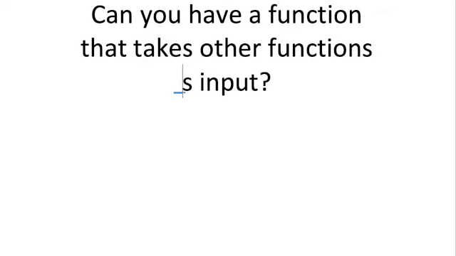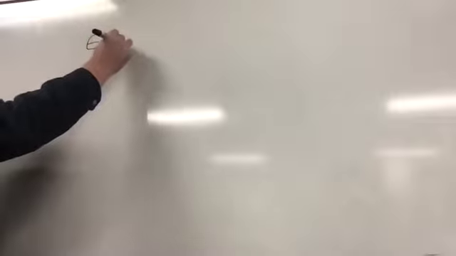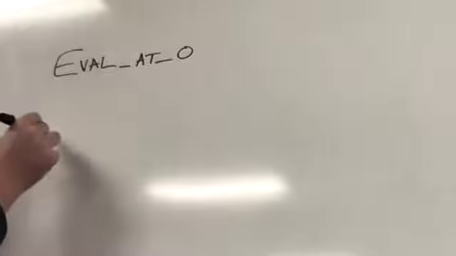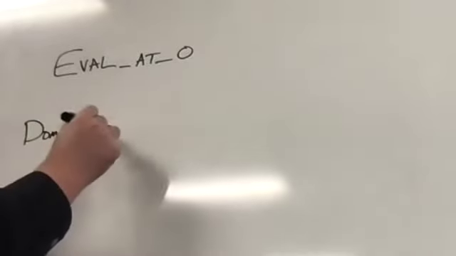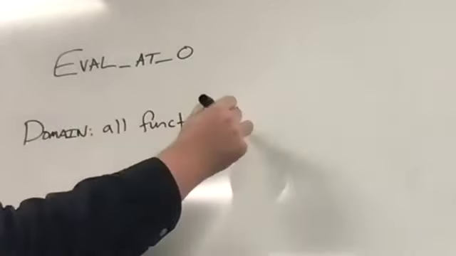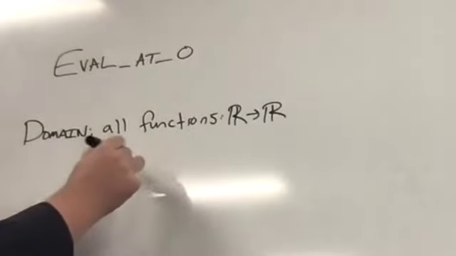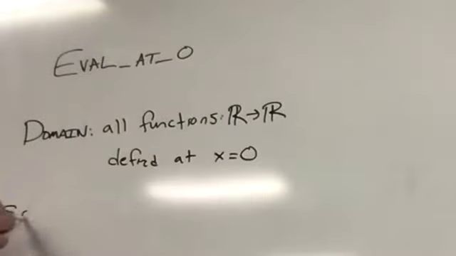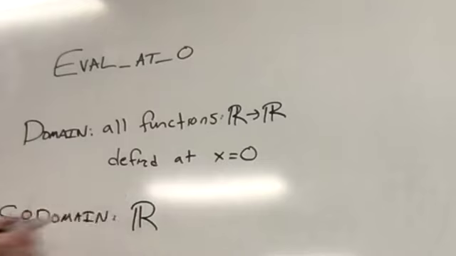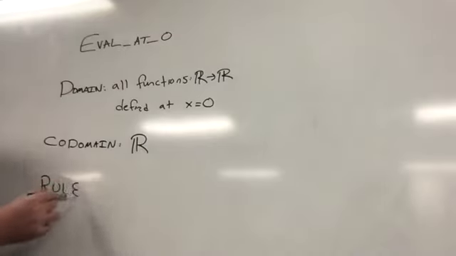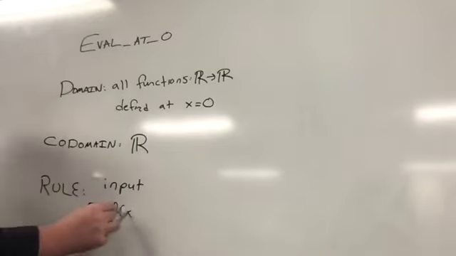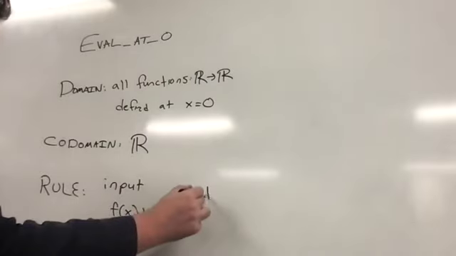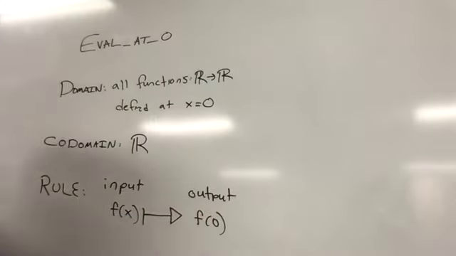So can you have a function that takes functions as input? I'm going to have something called eval at 0. And the domain of eval at 0 is all functions from R to R that are defined at x equals 0. And the codomain is just the real numbers. And the rule is your input is a function f of x, and your output is f of 0.